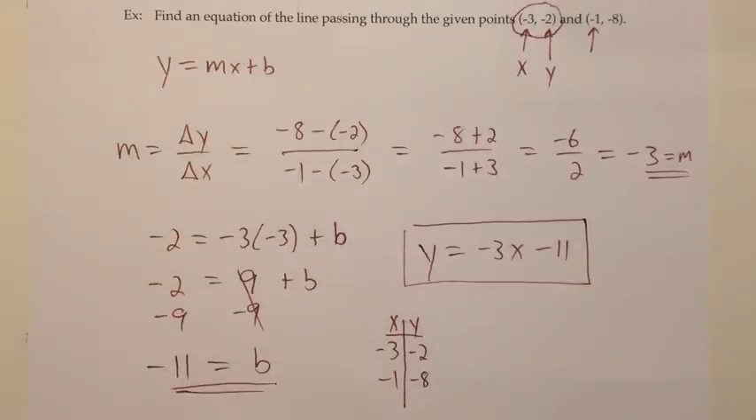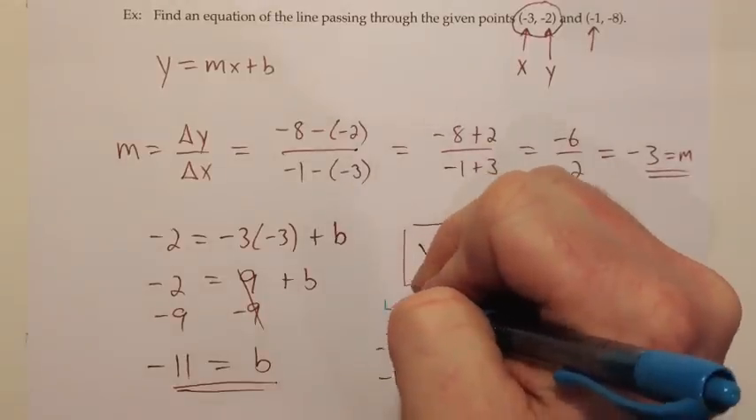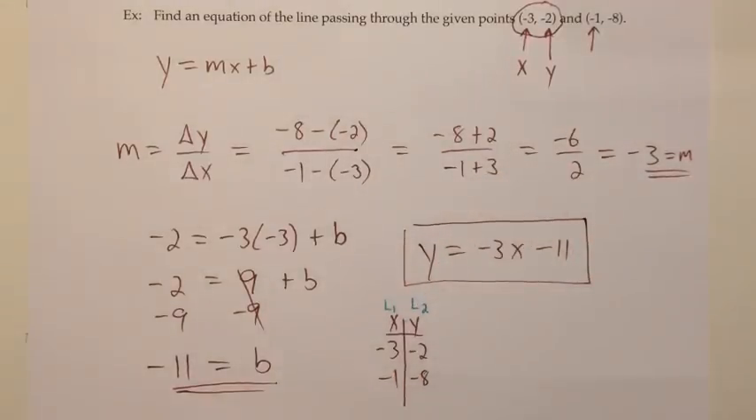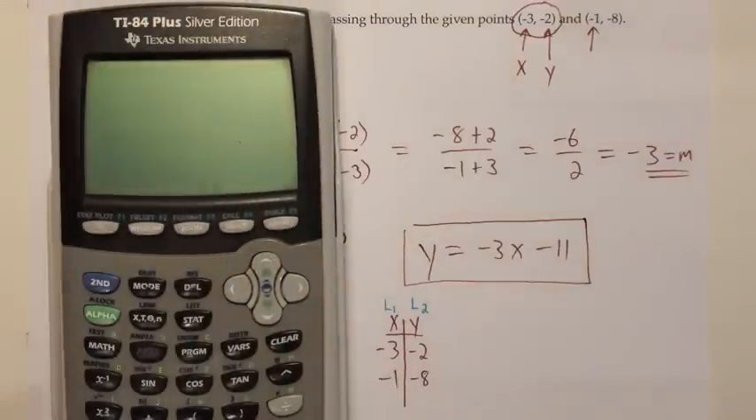And what I'm going to do here is have the calculator find this equation for me by putting these numbers into list 1 and these numbers into list 2, like we've done with data sets in the past to make a scattergram. So let me show you the way that would look on the calculator.